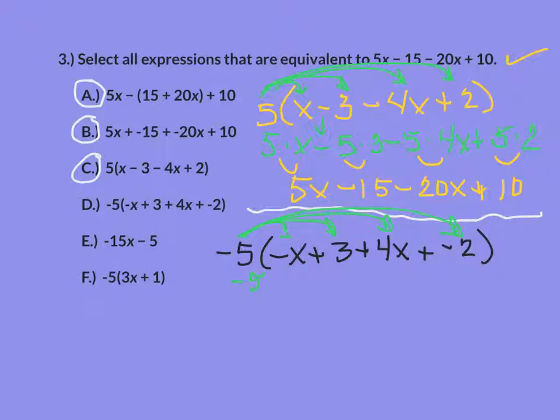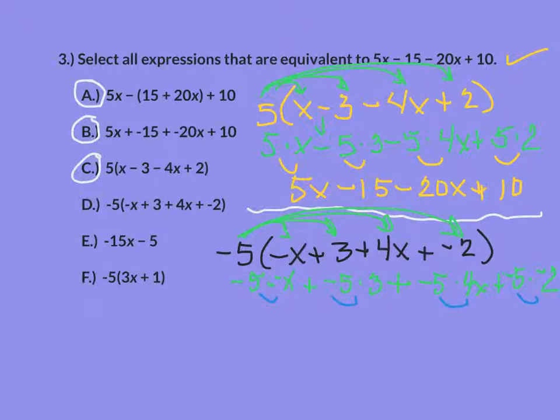Okay, so now we're actually distributing the negative 5 times negative x plus negative 5 times 3 plus negative 5 times 4x plus negative 5 times negative 2. Okay, so each of these I have to go ahead and solve, put together here.